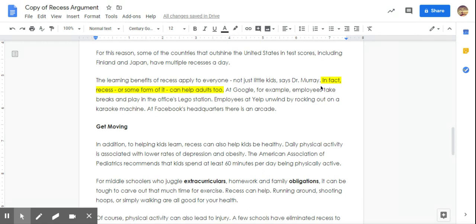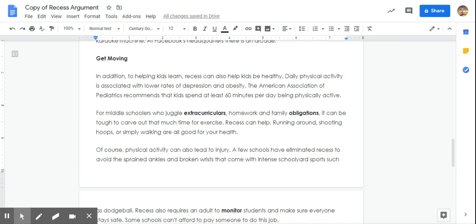At Google, for example, employees take breaks and play in the office's Lego station. Employees at Yelp unwind by rocking out on a karaoke machine. At Facebook's headquarters, there is an arcade. So those are all examples. Moving on, it says get moving. In addition to helping kids learn, recess can also help kids be healthy.